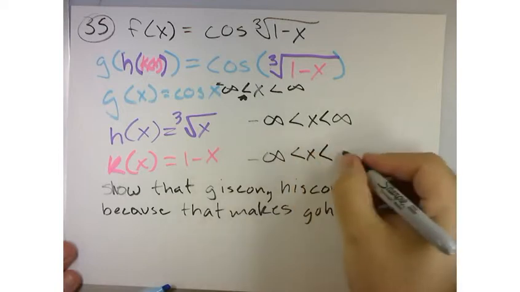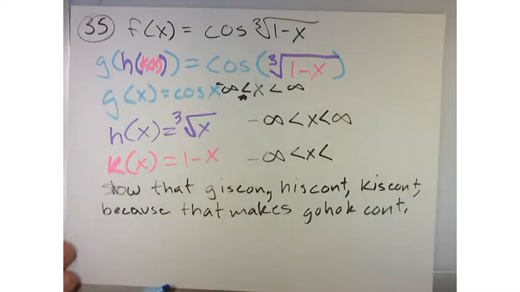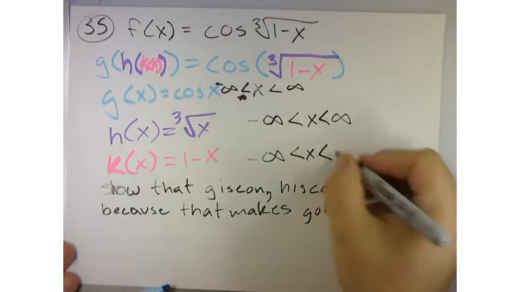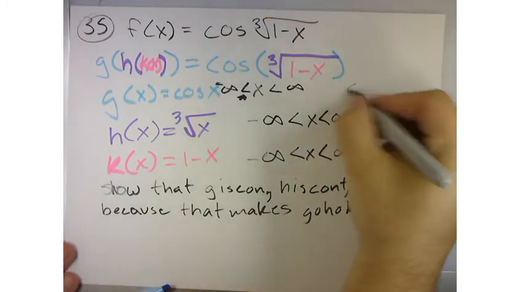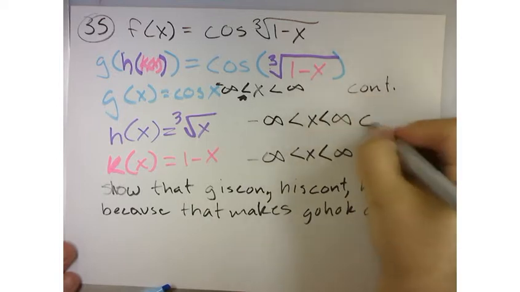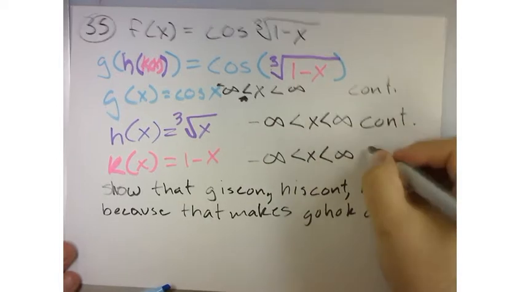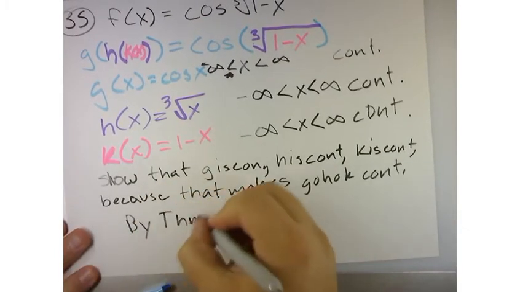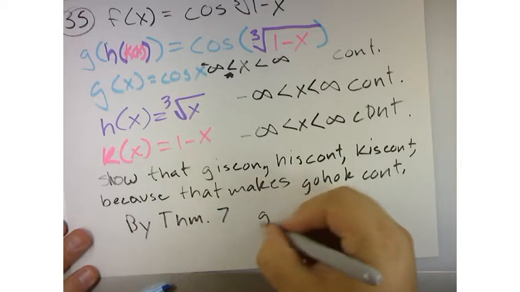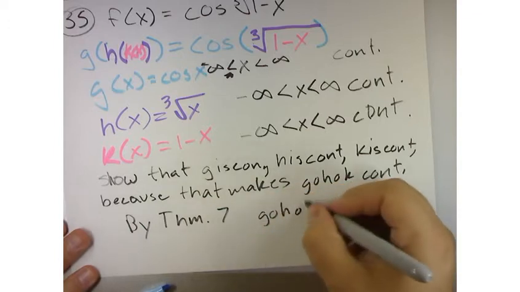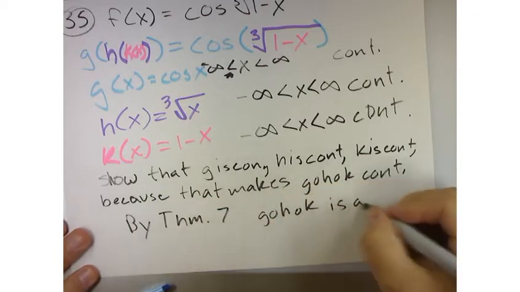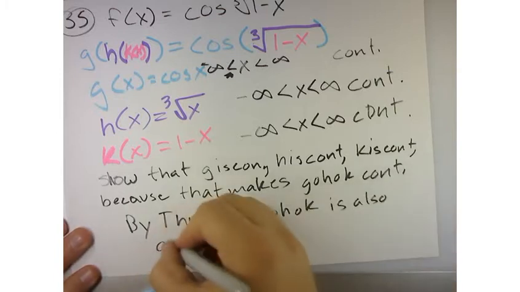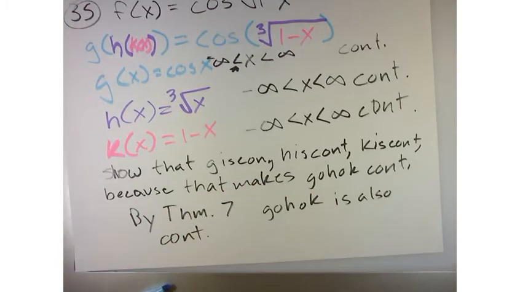Can I get a y value for everyone? In other words, if I plug in any value for x, will I get a corresponding y value? Yes. So this is continuous. This is continuous. And this is continuous. And so by Theorem 7 in your textbook, g of h of k is also continuous. Okay? So that's how you prove that it's continuous.